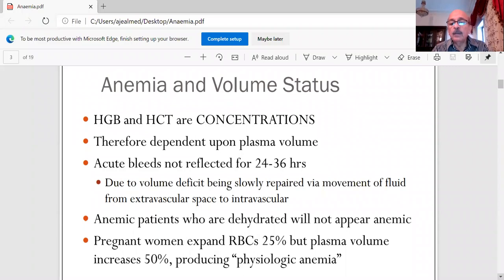Okay, so if a patient loses blood acutely, i.e. a car accident or any accident, and the patient loses blood, then the hemoglobin will not change. The hemoglobin will start going down only after you correct the volume of blood by giving intravenous normal saline, or if the patient starts drinking fluid to correct the volume. So the hemoglobin will go down. Okay?